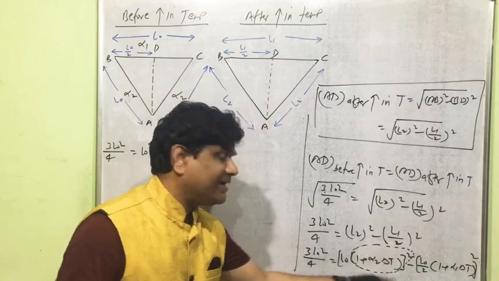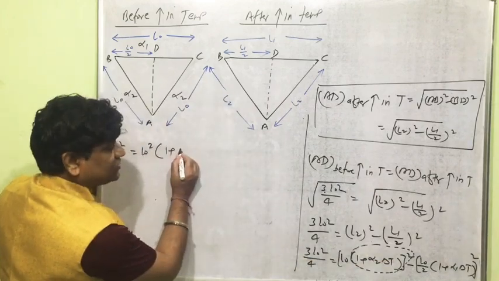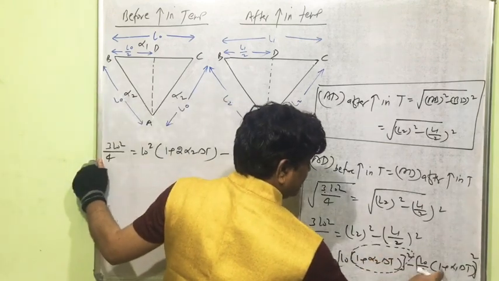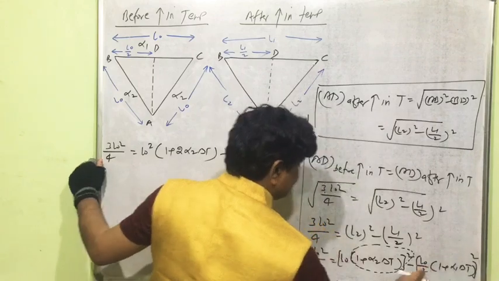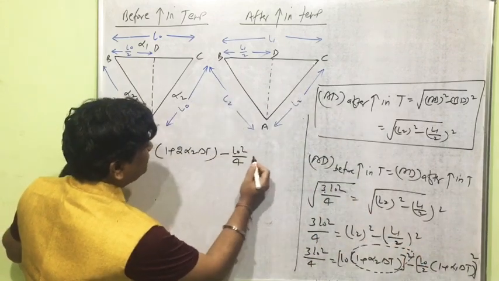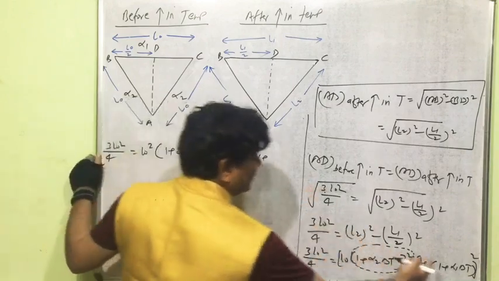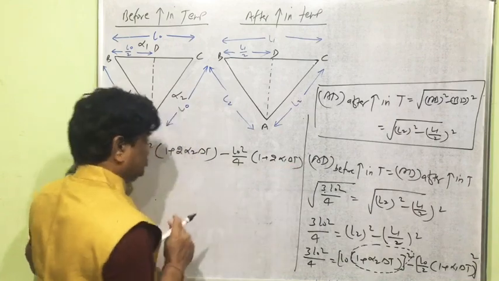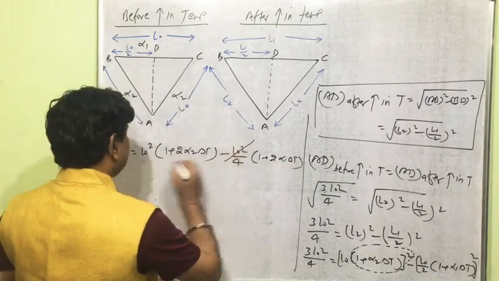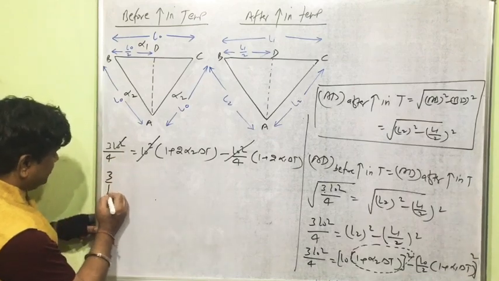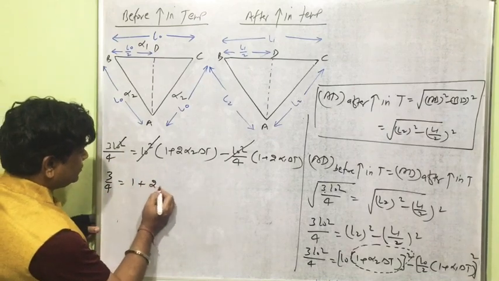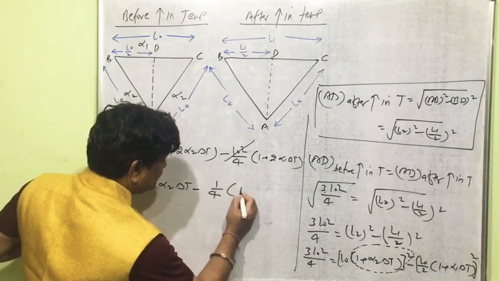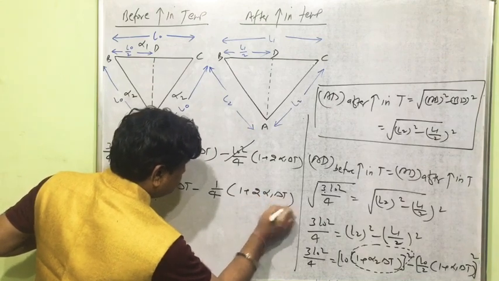So we can simplify by binomial expansion. It is 1 plus 2 times alpha 2 into delta t, minus L0 by 2 into 1 plus alpha 1 delta t square. Simplify, it is L0 square by 4 into 1 plus, in the form of binomial expansion, 1 plus 2 times alpha 1 into delta t. Now this L0 square will be cancelled. This is coming 3 by 4 is equal to 1 plus 2 times alpha 2 into delta t minus 1 by 4 in bracket 1 plus 2 times alpha 1 into delta t.